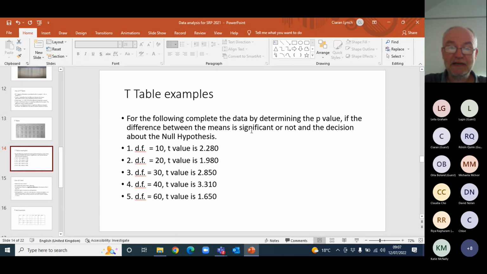Is this a significant difference between the means? Yes, because the probability the results are due to chance is less than 0.05. What would you do about the null hypothesis? Well, a null hypothesis will state that there is no significant difference. So you would reject the null hypothesis because there is a significant difference. Now, at this point, does anybody want to ask a question before we go on to the next example? Now you'll have to unmute and ask me the question as I have the information in front of me.